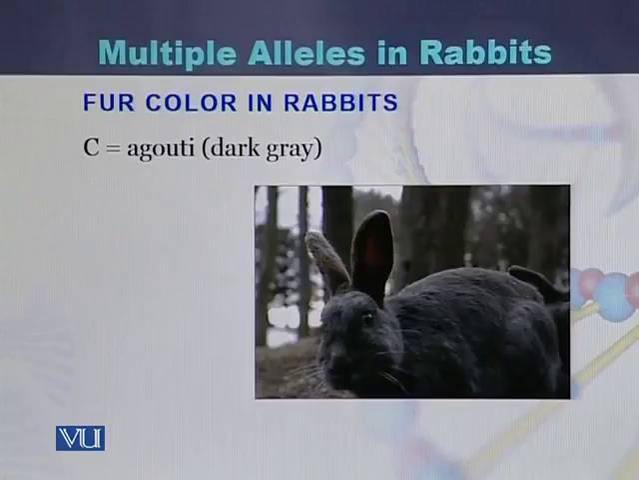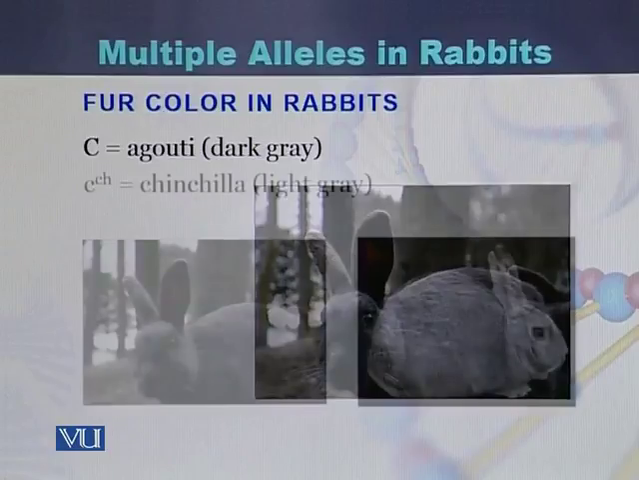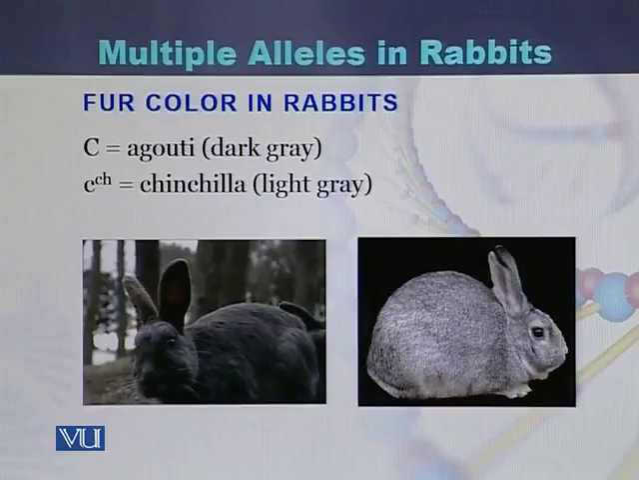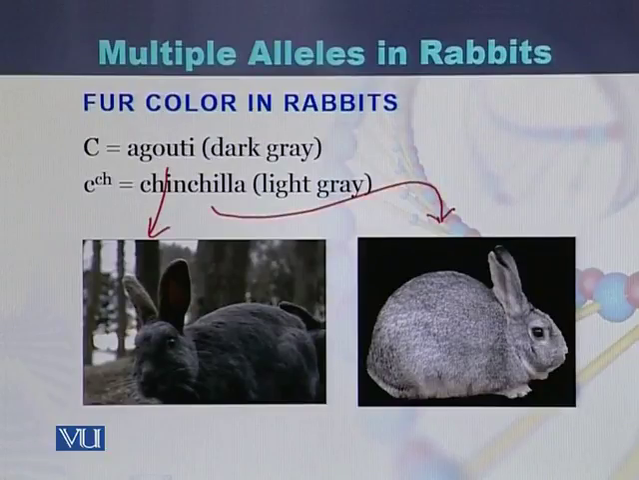Here we can see if the fur color in the rabbits is dark gray, which is also called agouti, there is a C allele of a gene that controls the fur color dark gray in the rabbits. In this example, C is for the agouti. If there is the C allele, then it will be agouti, while if there is the CH allele, then it will be chinchilla color. So this is the chinchilla color and this is the agouti color.